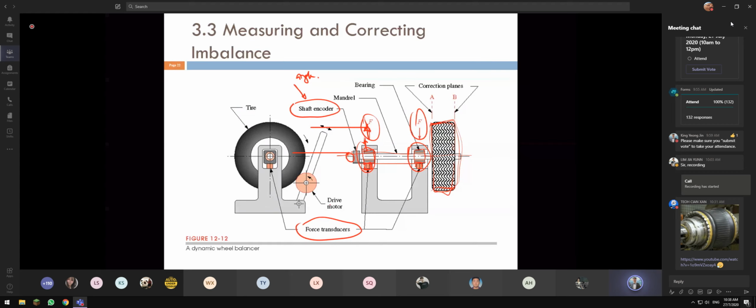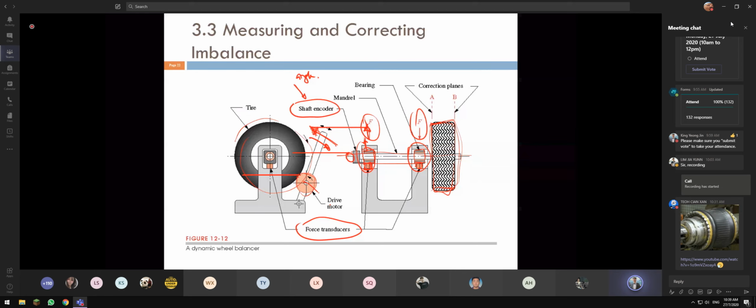So that's why the drive motor, how it actually functions is the drive motor will contact. You have to push this lever, this is an old type, and make contact with the tire. And then this drive motor will start to spin this wheel up to certain speeds, right? So then you will have to detach.